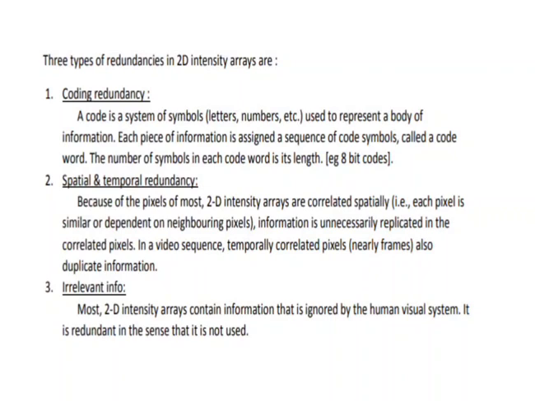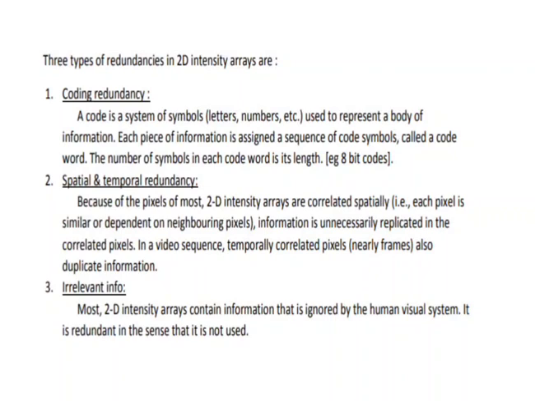Then the next one is spatial and temporal redundancy, because the pixels of most 2D intensity arrays are correlated spatially. That is, each pixel is similar to or dependent on neighboring pixels. Information is unnecessarily replicated in the representation of the correlated pixels. In a video sequence, temporally correlated pixels, that is those similar to or dependent on pixels in nearby frames, are duplicate information.